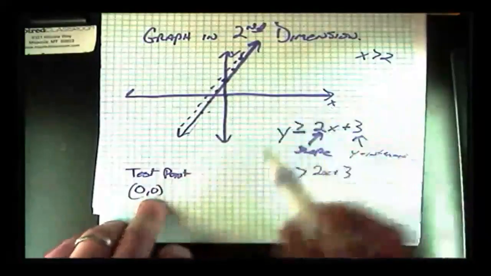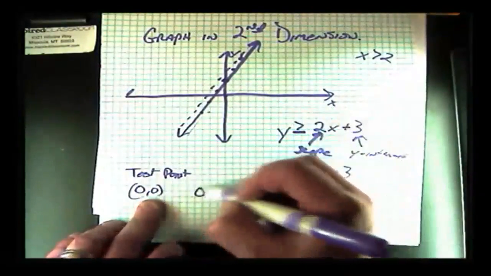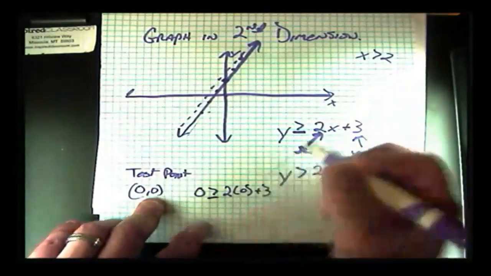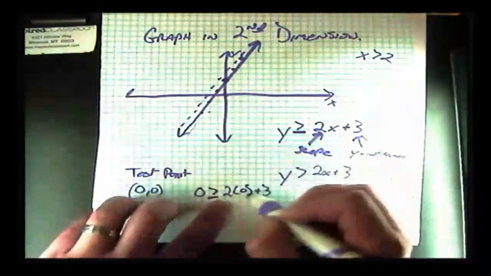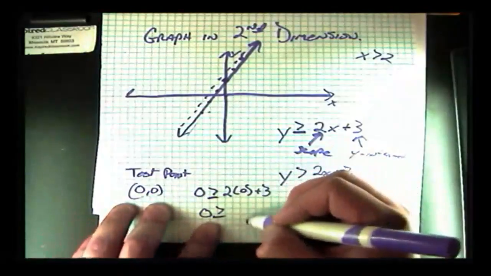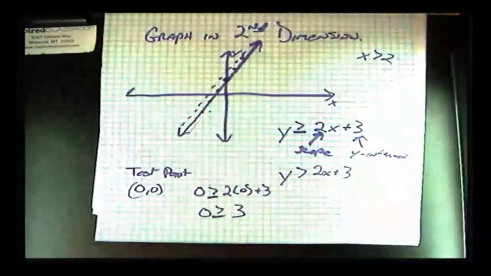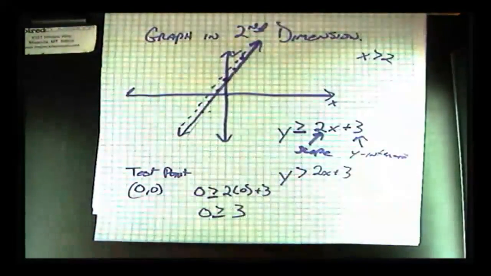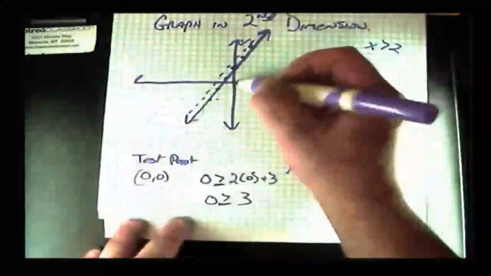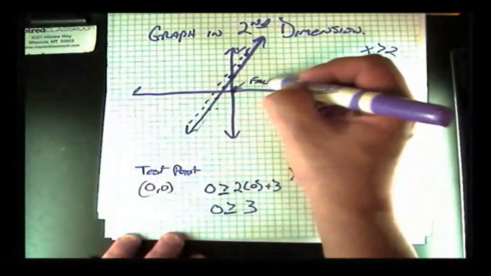And we want to do a test point, and we actually want to plug that into our equation over here. So here I have a 0 for y, so 0 is greater than or equal to 2 times 0 plus 3. So 2 times 0 is 0, so this is basically simplifying to 0 is greater than or equal to 3. And then we think about that for a second. Is that a true statement? Is 0 greater than or equal to 3? Well, no, it's not greater than or equal to 3. So this point right here that I chose happens to make a false statement.